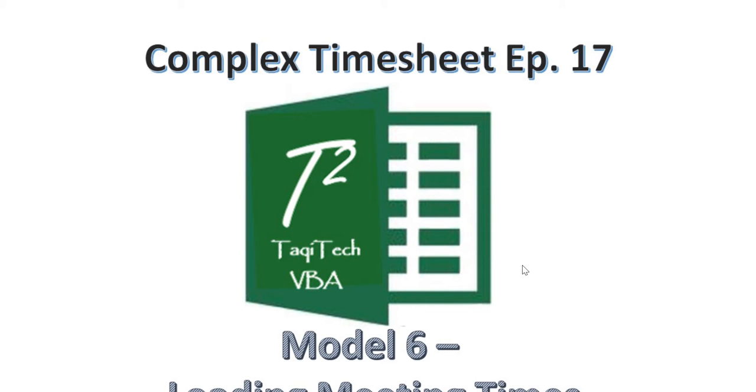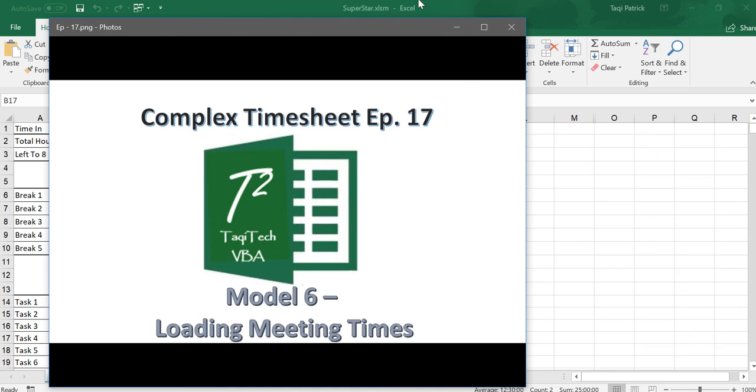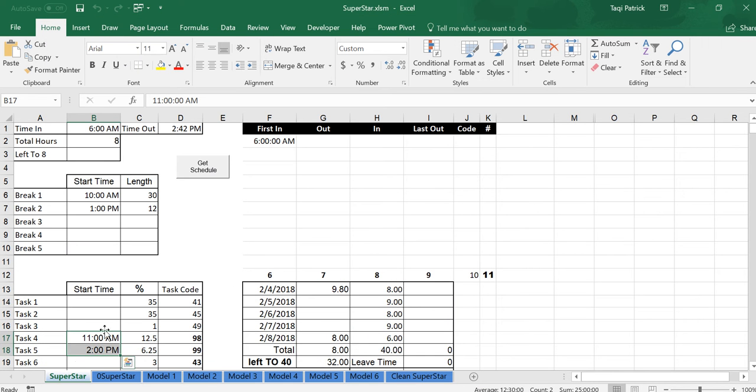Okay, so we are on episode 17 here. We're going to start talking about the complexities of this particular project. We're going to be working on Model 6. As I said, we skipped Model 5. I'm going to start working where we have two meeting times, basically. And I'm going to just want to take you right to the spreadsheet right away.